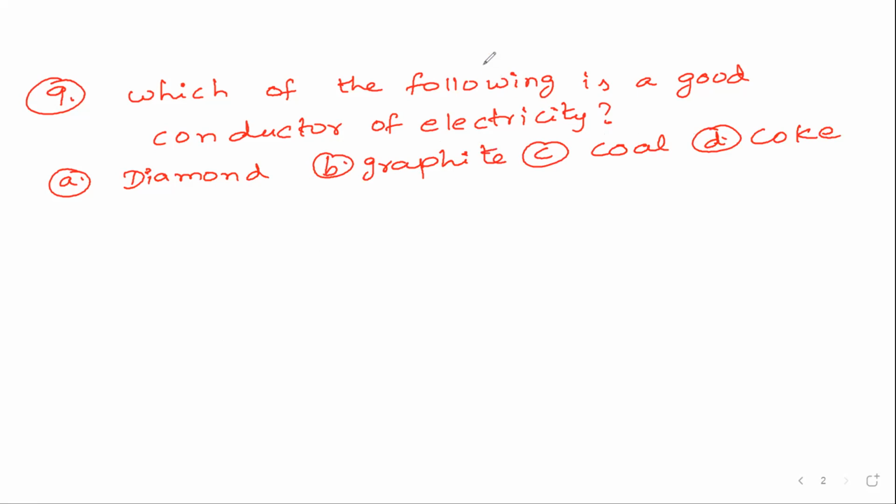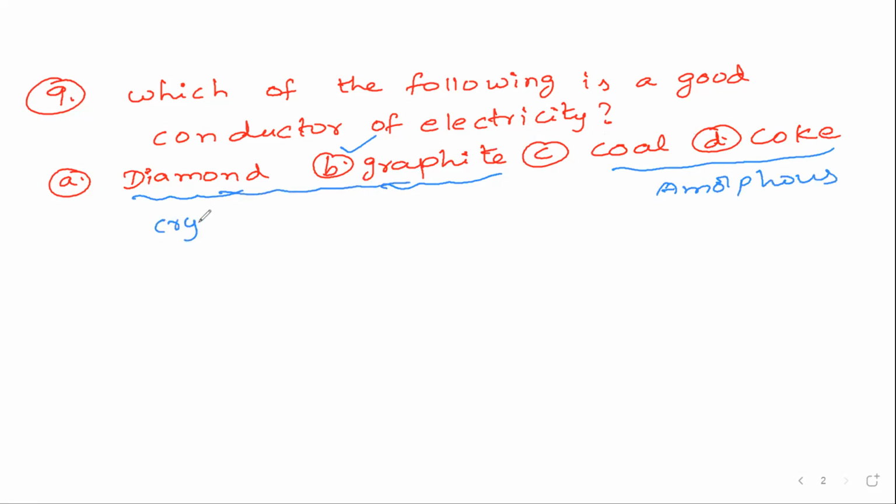Straight away we can say carbon. These two are the crystalline allotropes of carbon, and in this, graphite is conductive, diamond is not. And these two are the amorphous forms of carbon. So crystalline allotropes and amorphous allotropes. Diamond is a bad conductor of electricity, whereas graphite is a good conductor of electricity.